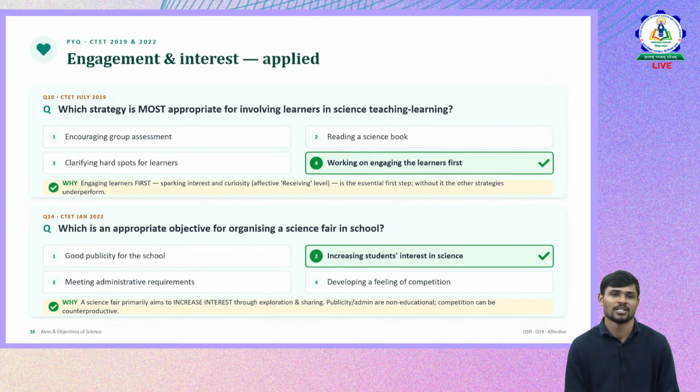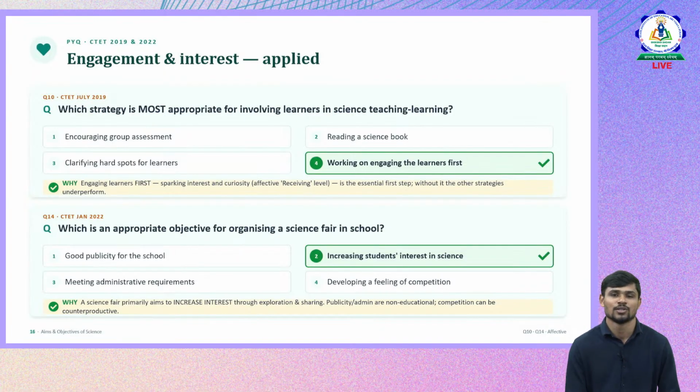Then the next question is from 2022. Which is an appropriate objective for organizing a science fair in school? That means when you are actually organizing a science fair, what will be your objective? What will be your objective behind organizing this? Options are: good publicity for the school, increasing students' interest in science, meeting administrative requirements, developing a feeling of competition.